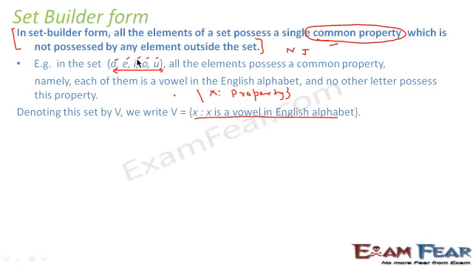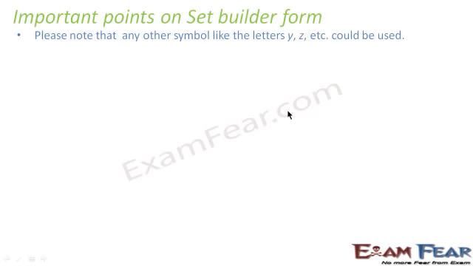For example, when we say A, E, I, O, U, we know these are all vowels in the English alphabet, and the way we represent is x colon and then say property. So here we say x colon, x is a vowel in English alphabet. Now let's discuss some of the important points which we have in set builder form.